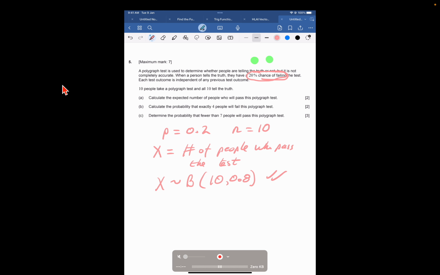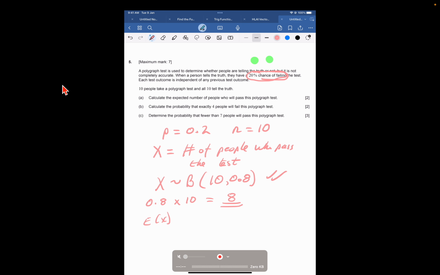Now when you go to the formula book, you've got calculate the expected number of people who will pass this test. Well, common sense says if it's an 80% chance of passing and there's 10 people, then 0.8 times 10 is indeed 8. The formula book gives you this: E of x equals n times p for a binomial. So that's the 10 and the 0.8. If you're unsure, that's where to reach for. There's A.